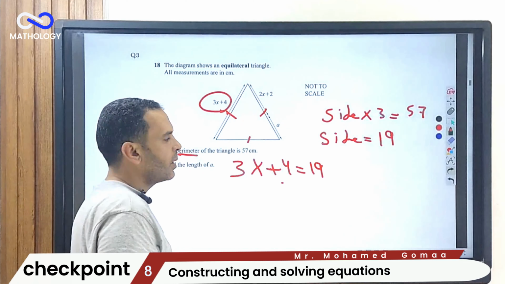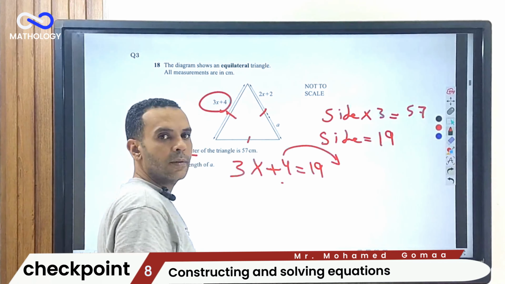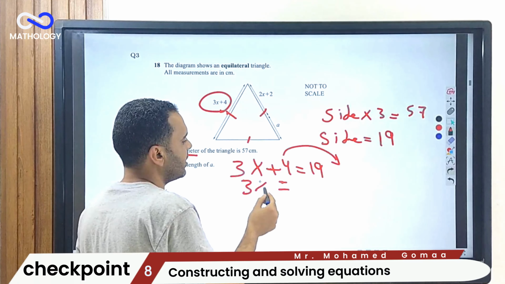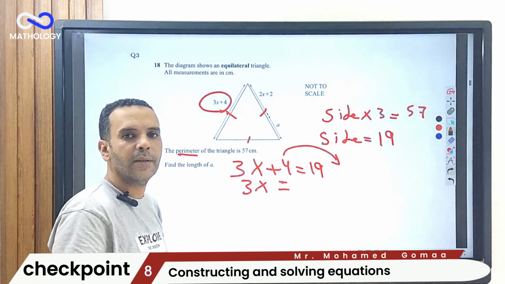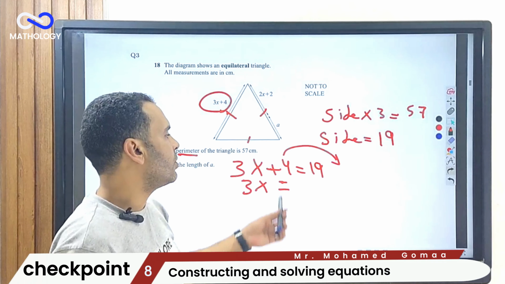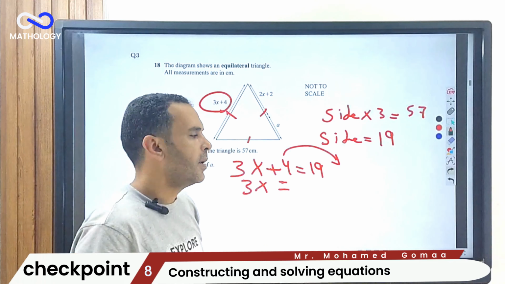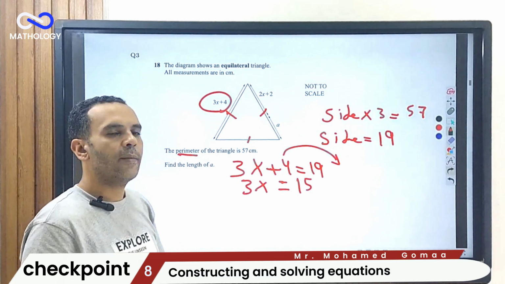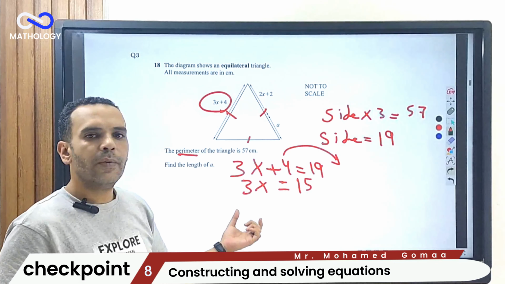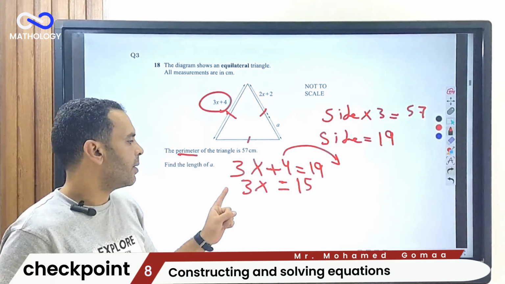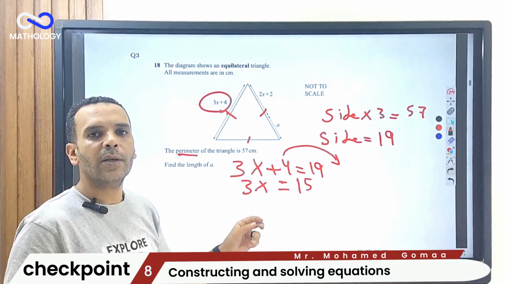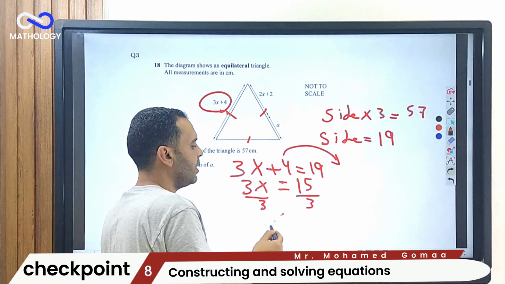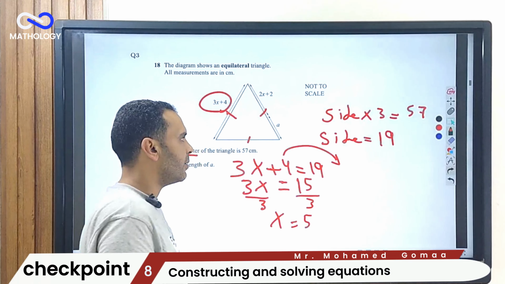Solve for x. Transpose 4 to the opposite side with the opposite sign. It will be 3x equals 19 minus 4. Don't forget to change the sign. If you change the side, you have to change the sign. It will be 19 minus 4 equals 15. 3x means 3 multiplied by x. We do the inverse operation. The inverse operation of multiplication is the division operation. So you have to divide this side by 3 and this side by 3. That means x equals 5.